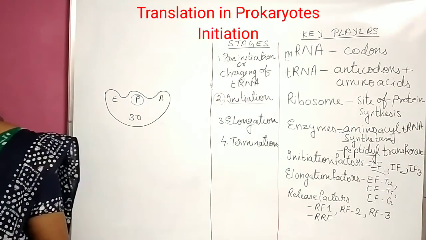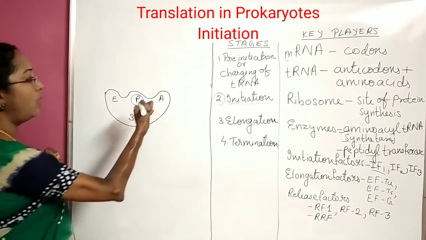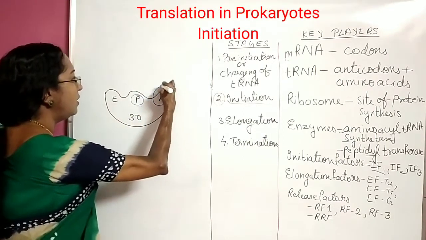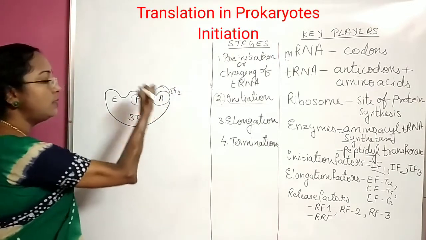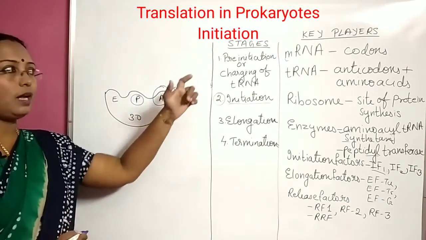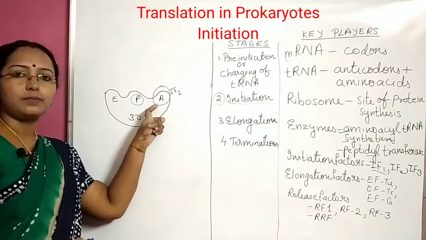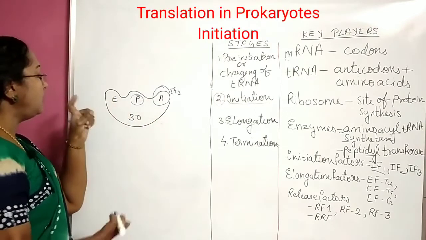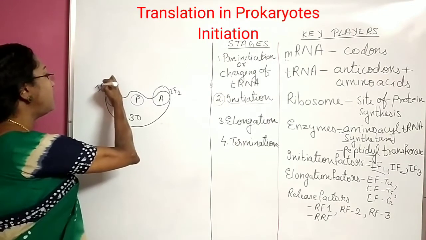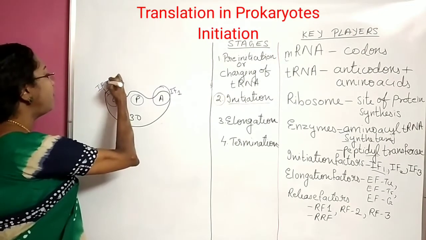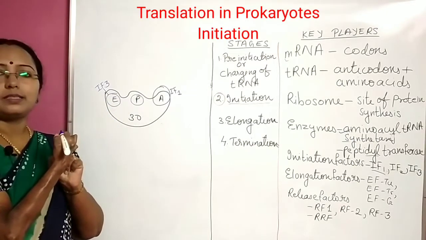IF1, the initiation factor IF1 will bind over this A site, and so the tRNA coming with formyl methionine cannot occupy this site. Now this E site is again occupied by another initiation factor, that is IF3. IF3 will occupy the E site.